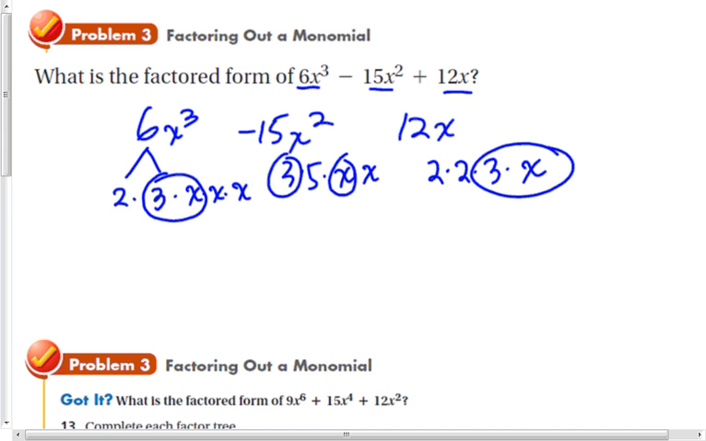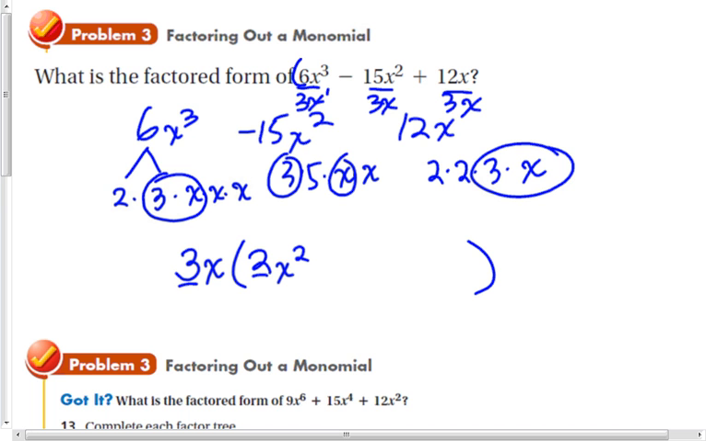Okay, so we are going to rewrite this using the distributive property as 3x times some polynomial. And to figure that out, we really are just dividing each of these terms by 3x. So if I divide 6 by 3, I get 2, and x to the third divided by x to the first. Remember, you subtract powers, so that would be x to the second. And to check that, you would just say 3 times 2 equals 6, and x squared times x equals x to the third. All right?